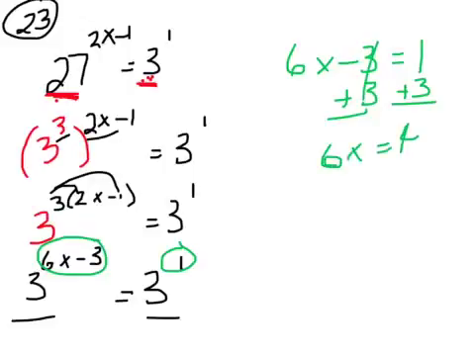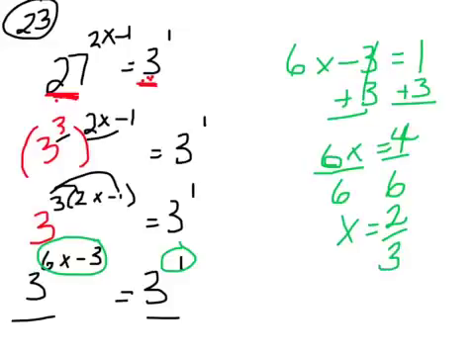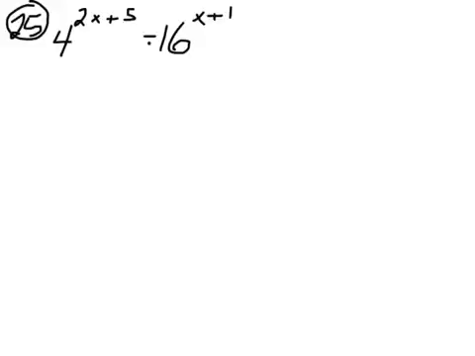If I add 3 to both sides, I get 6x is 4, and then I can divide both sides by 6. I can get x is 2/3 if I just reduce 4/6, and so there's my answer for 23. All right, again, 25 is going to work just like 21 and 23.